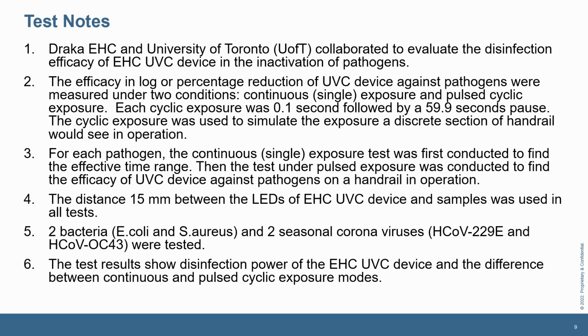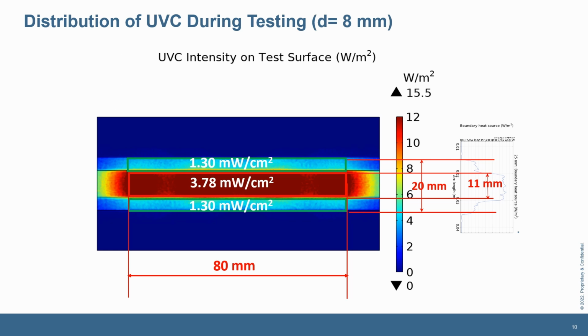This slide shows the test background. I want to emphasize that the pause cyclic mode is to mimic the handrail running condition. When we tested, all the test samples were put in the middle red area. That makes it easy for us to know how much dose was received by the passenger during the test.